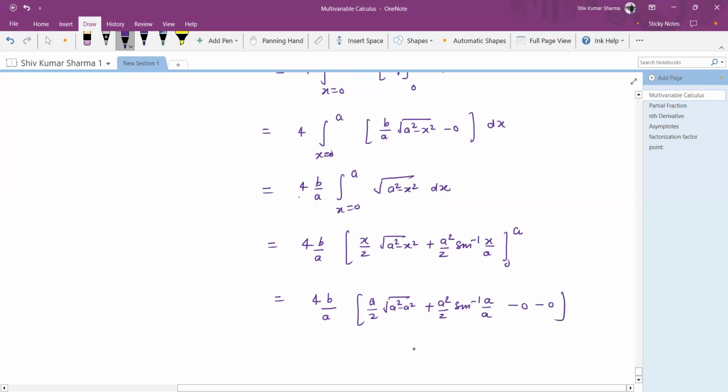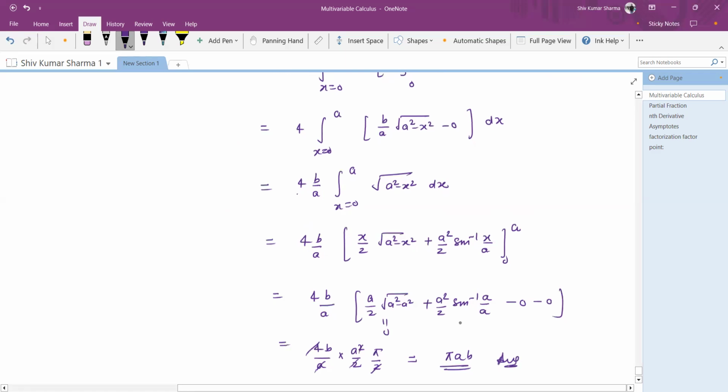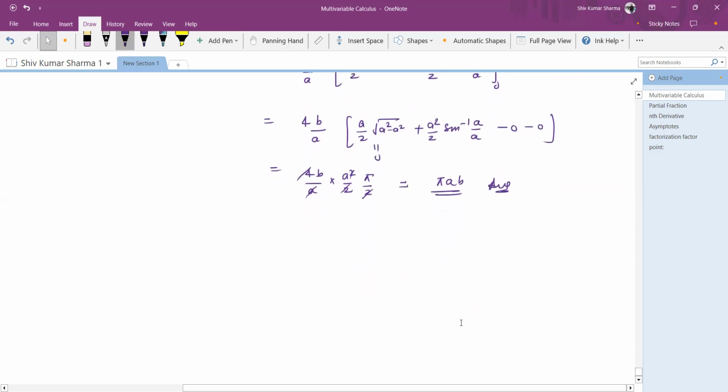Sine inverse 0 is 0. The first term will also be 0, and this gives us 4b upon a into a square upon 2 into sine inverse 1, which is pi by 2. So 2 times 2 is 4, the 4 cancels, a cancels, and this gives us pi ab. So this is our answer: pi ab is the area of the ellipse.